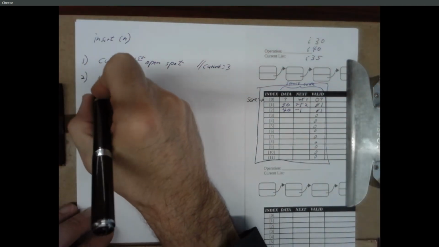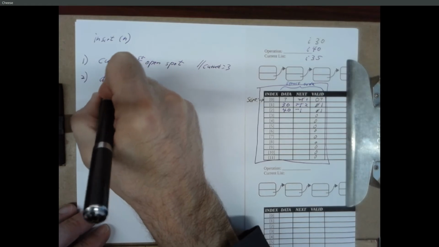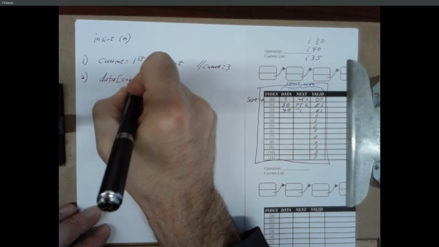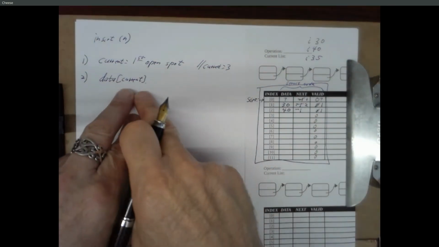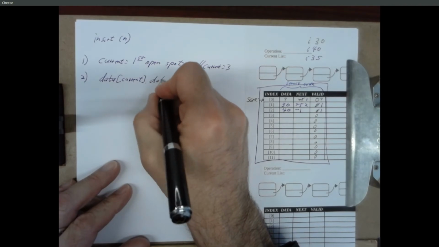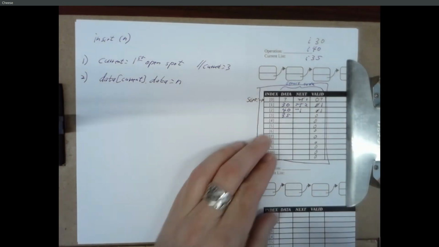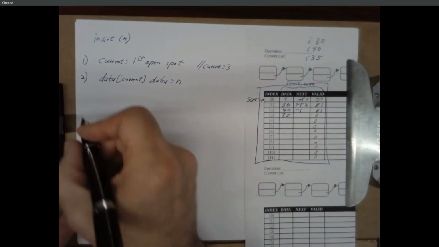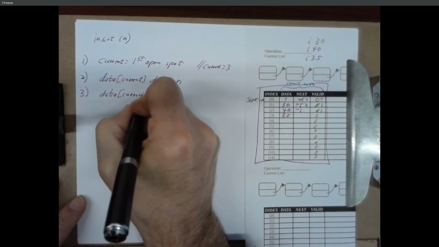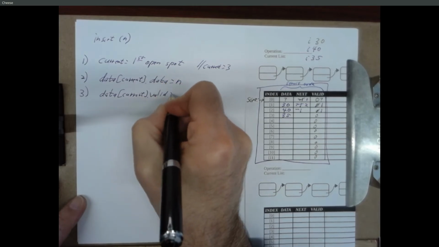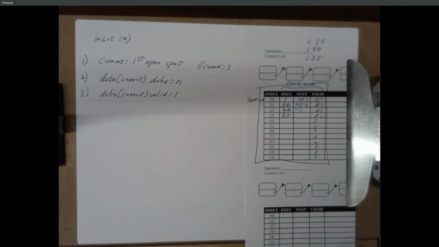So I'm going to say, assuming this array is called data, data[current].data is set equal to n. So I'm going to put my 35 in here. I'll go ahead and set the valid bit while I'm here. data[current].valid equals 1. So that says this is a piece of data that actually is meaningful to us.